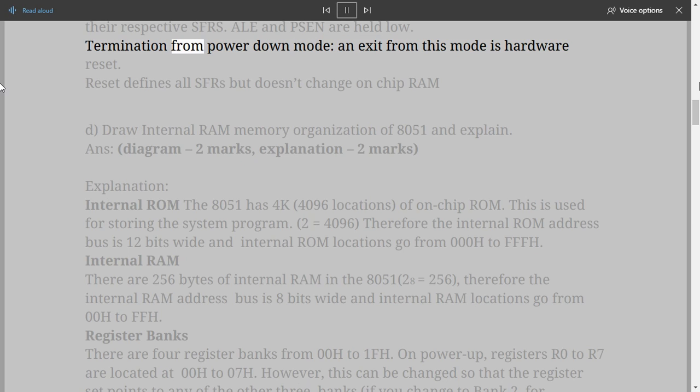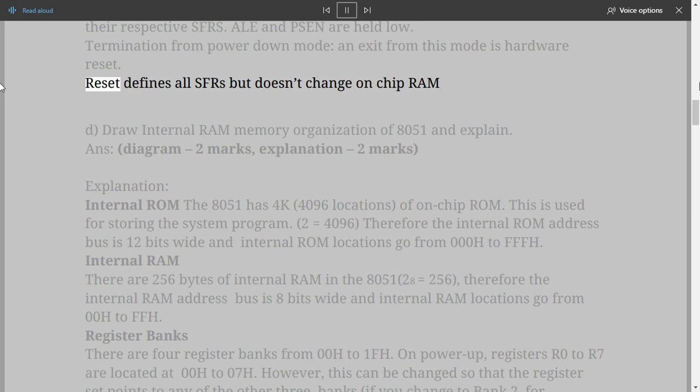Termination from power down mode: the exit from this mode is hardware reset. Reset redefines all SFRs but doesn't change the on-chip RAM.